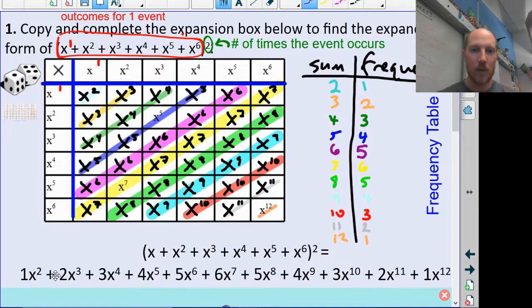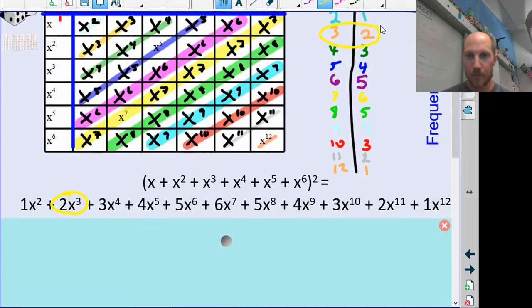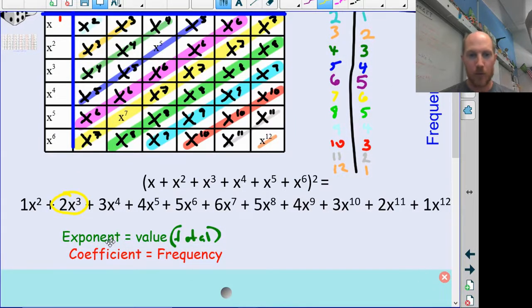Each of these coefficients and exponents correspond to what I've written in the frequency table. So a sum of 3 has a frequency of 2, and we see the same thing in this particular term here. The frequency is the coefficient, so that's the 2, and the sum of 3. So there are 2 different ways to get a total of 3 on your dice. All right. So just to repeat, the exponents represent the value or the total or the sum. The coefficients are the frequencies.